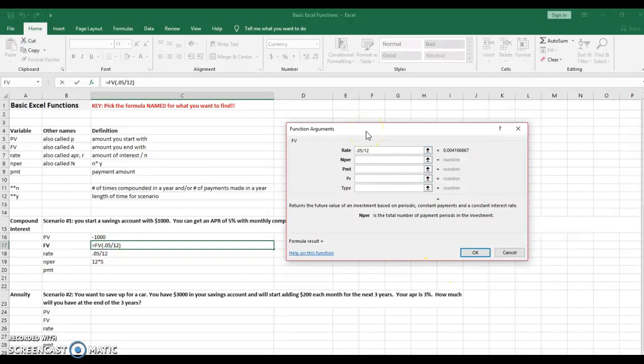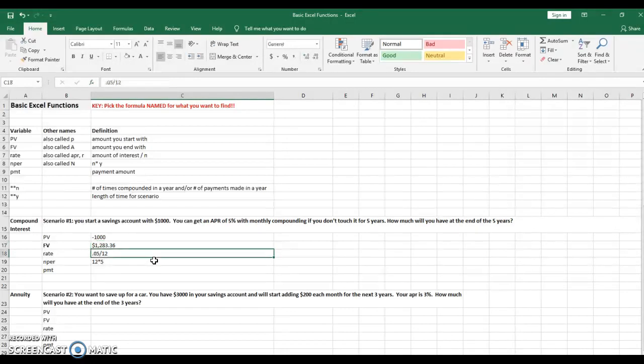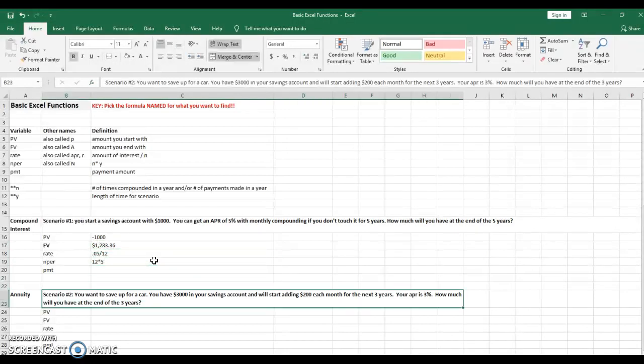N per is 12 times 5, and the payment is 0. You can just leave it blank. And then PV was that negative $1,000. Your type you can leave blank. It just refers to as the money being compounded at the beginning or the end of the period. You can just use the default and leave it blank and say OK. All right, so it tells us at the end of 5 years you'll have $1,283.36. Super easy.